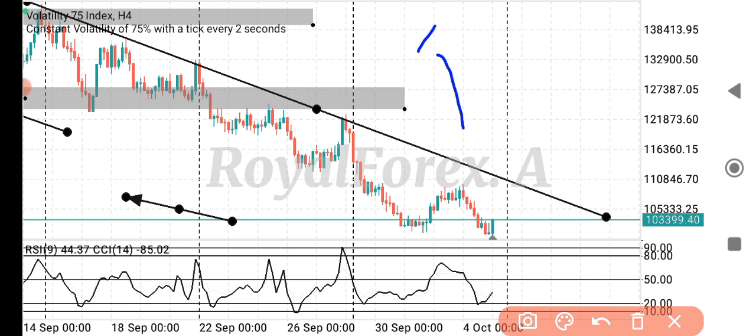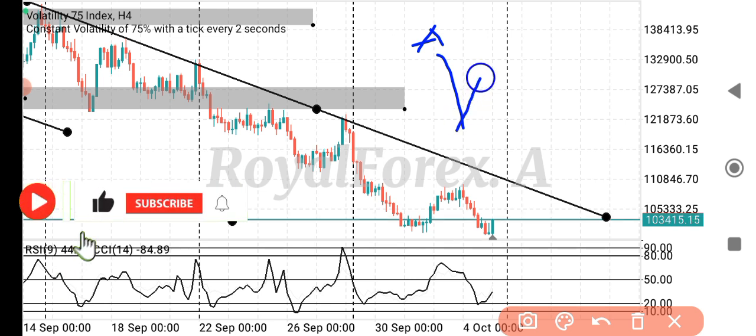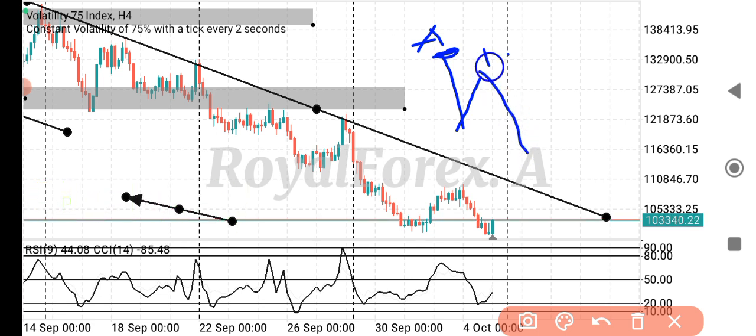So now this is point A. The next thing is price will come up, but it will not break this first level it has made. Then it will go down again. Then this becomes point B. So all you need to do now is connect your trend line through that point A and point B.